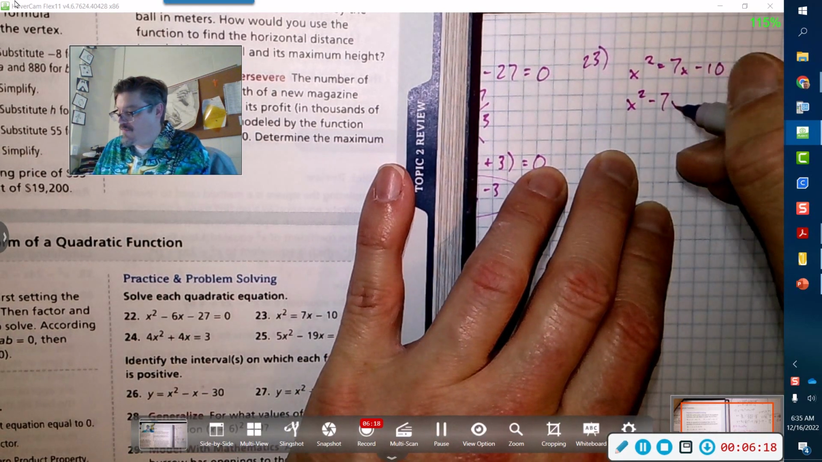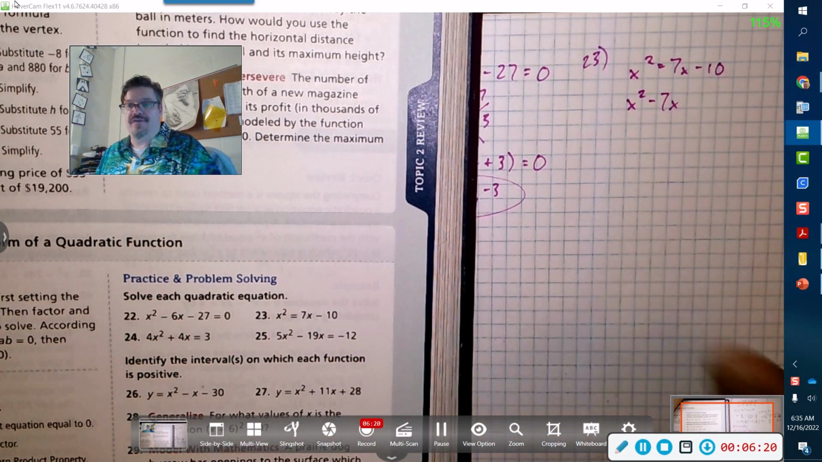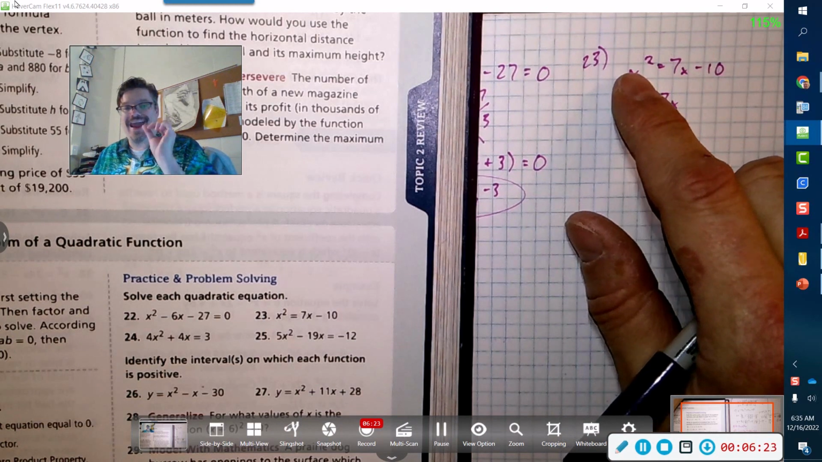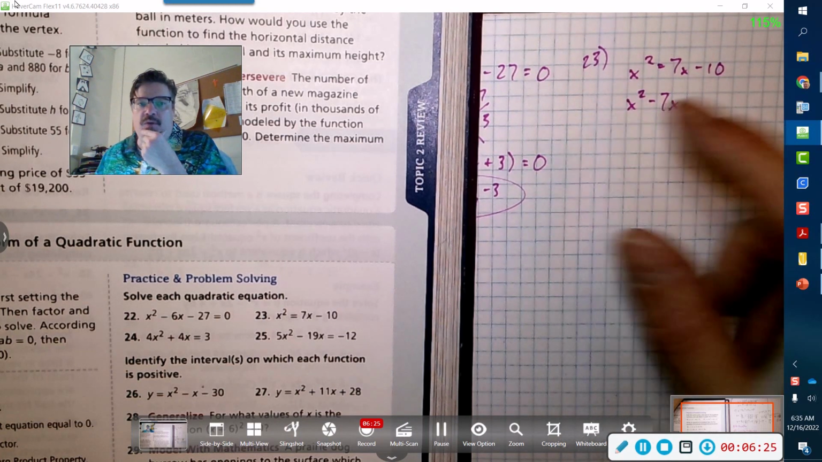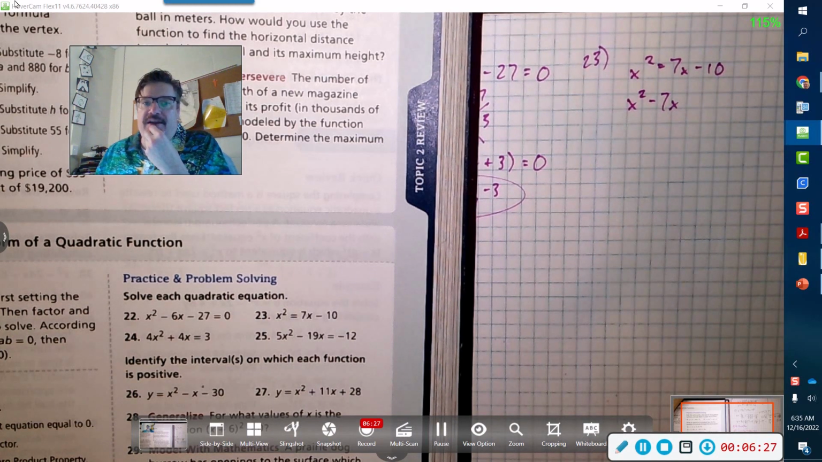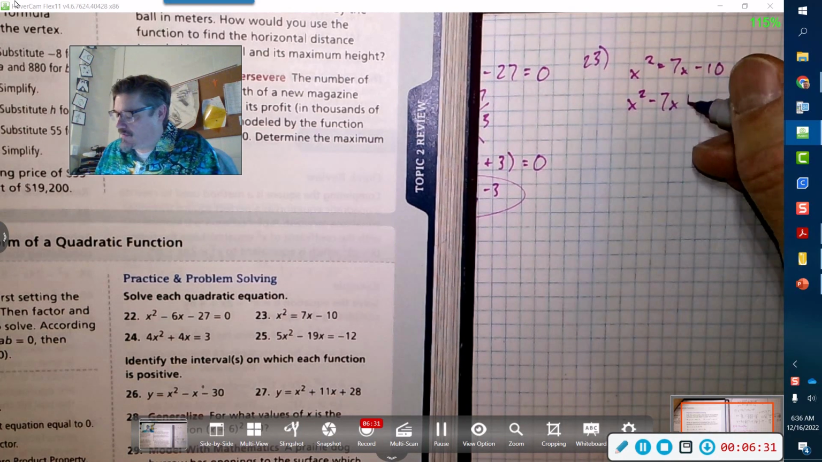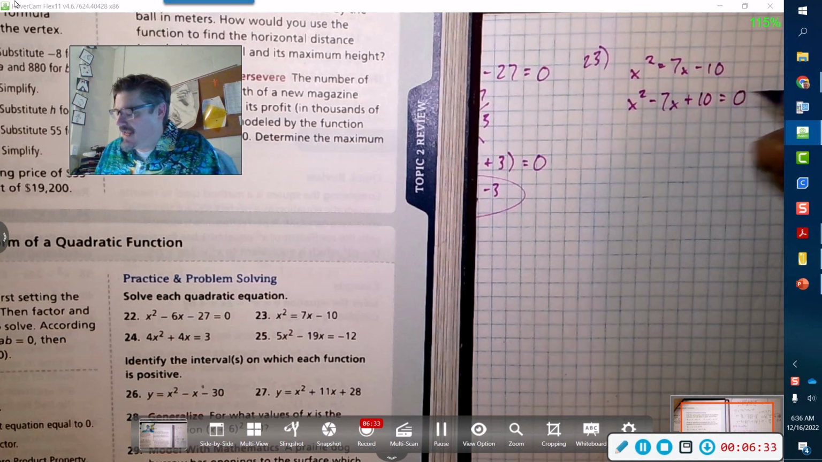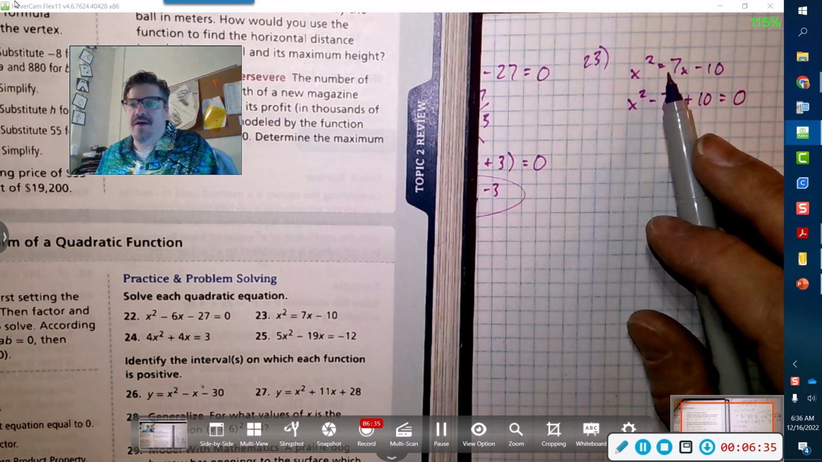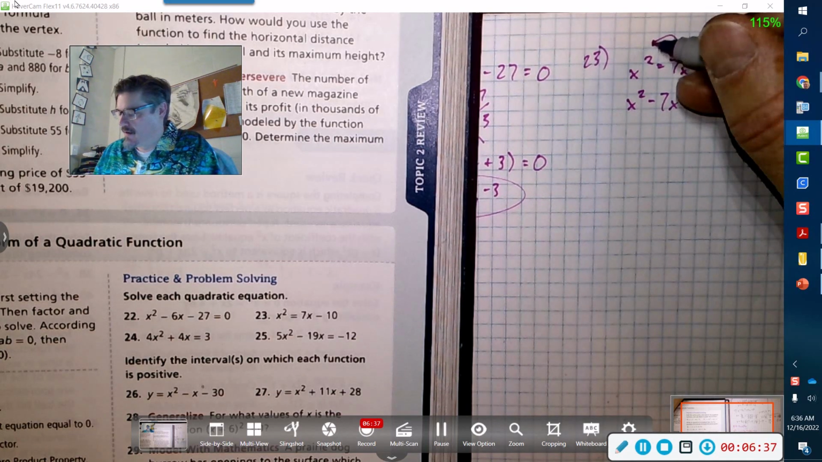So we got to move everything either to the right or left, but we definitely need our a to equal a positive 1 if we're going to use the factor method, the x method. So these guys have to move over to the other side of the equal sign, and when you move them over, they change their sign.